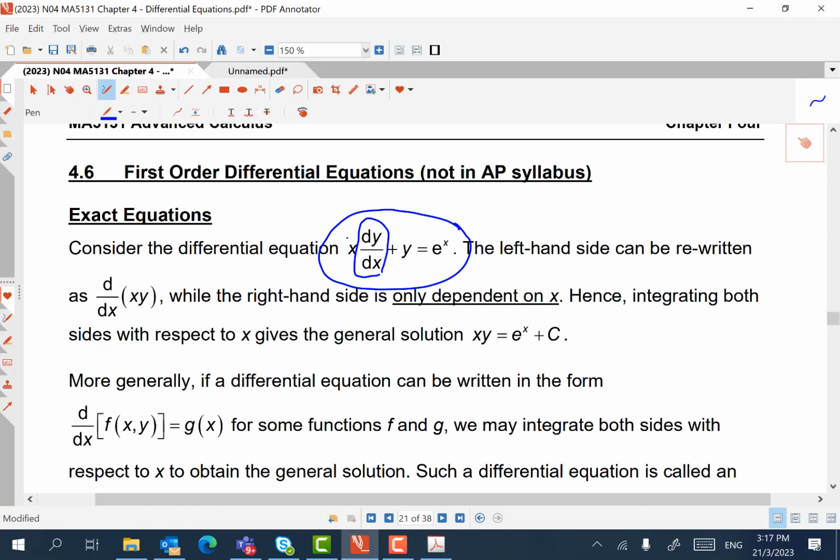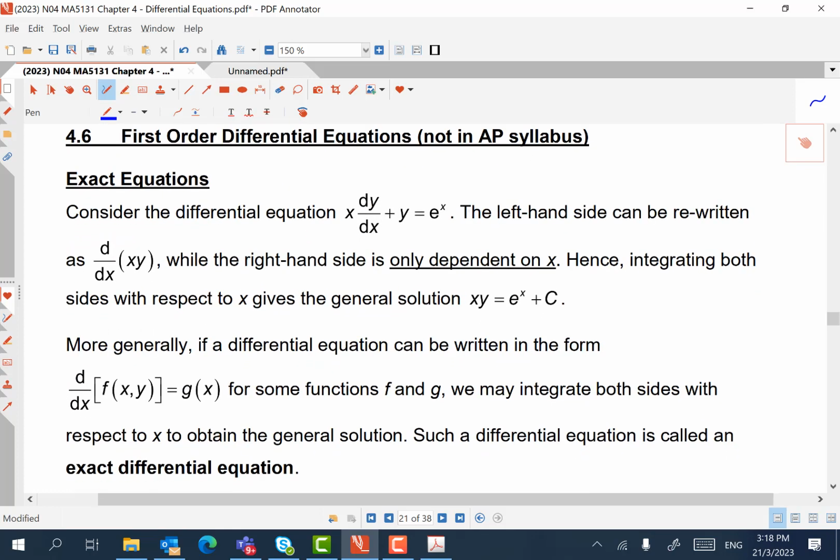In particular, there are occasions where such an equation is also called an exact equation. Where's the word exact equation? Is it described here? Exact differential equation. I would like to hear from one of you to explain to me why you think it is called exact.